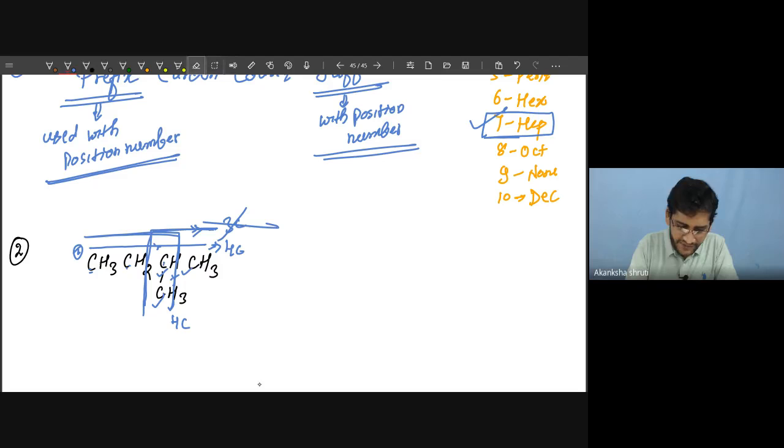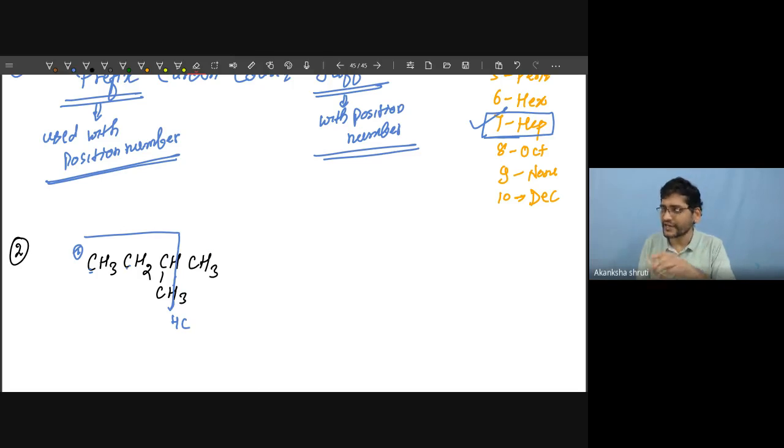So what is left? How we shall number is either this way or this way. These are the 2 possibilities, so we are free to choose any one. If a person has selected this one, it is also correct. Or even if you select the straight one, that is also correct. Then what to do? The other part we need to consider as prefix. So it becomes methyl.